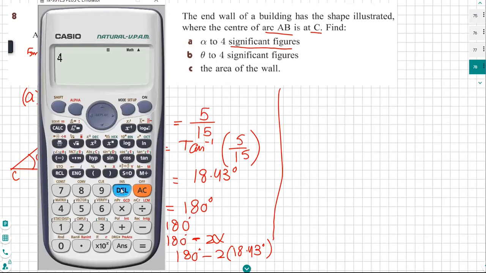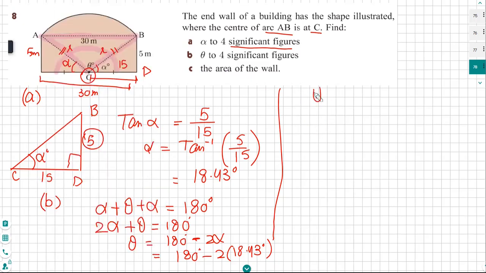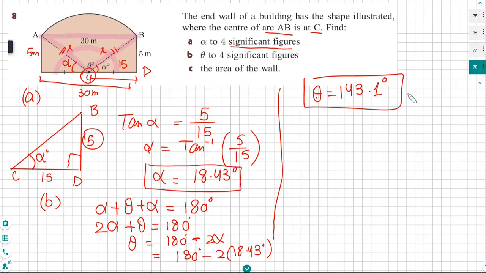So 180 minus 2 times this. So we get 143.1. Answer must be in 4 significant figures. So that's what I'm writing. 143.1, right? So theta will be equal to 143.1 degrees, right? Yeah. So this is alpha, and this one is beta.